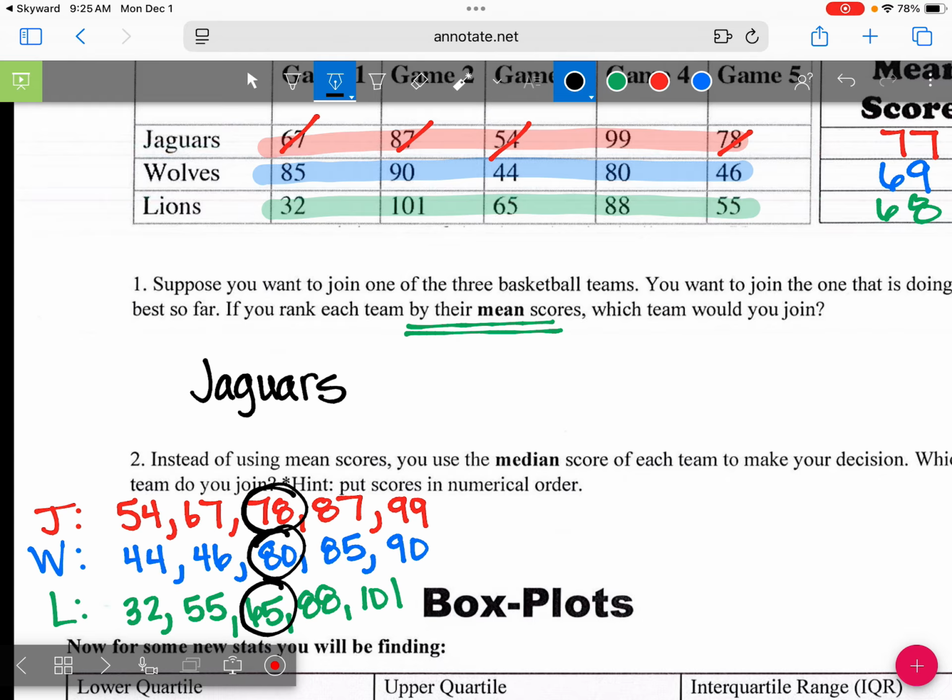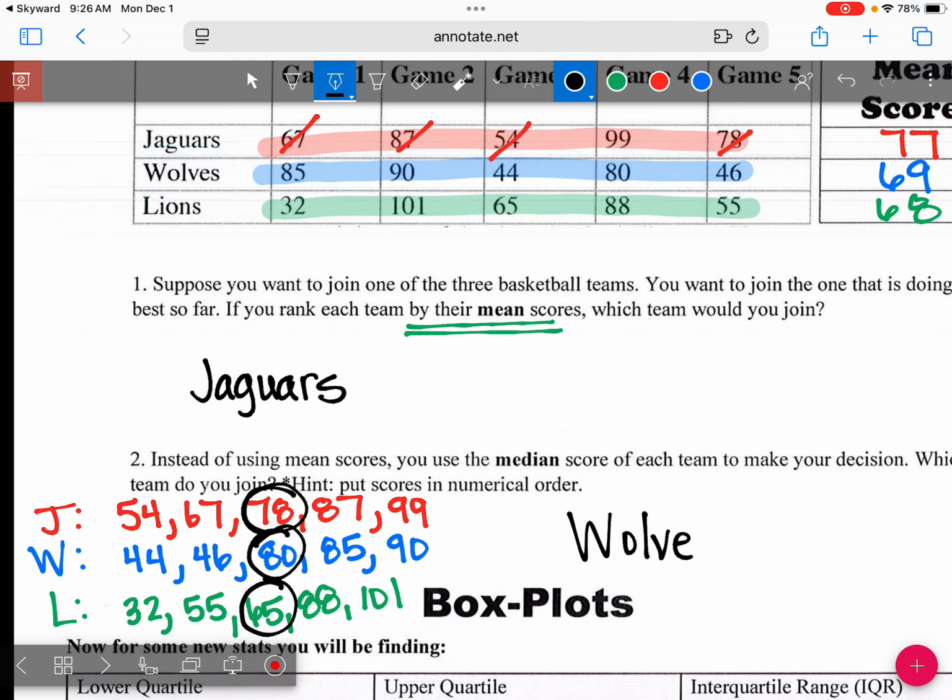All right, who had the best median score? The Jaguars, the Wolves, or the Lions? Who had the highest one? The Lions or the Wolves? Who says Wolves? Yep, that's what I got. So when you put them in order, then it would be the Wolves that's better than the Jaguars. So the best team would be the Wolves.